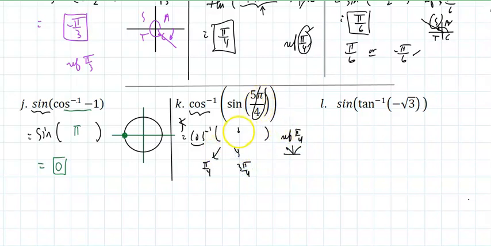Well, this is radical 2 over 2. Where's 5 pi over 4? Right there. In this quadrant, sine is negative, so my answer is going to be what? Reference angle of pi over 4, but I'm in quadrant 1. Only inverse cosine has that. The answer is 3 pi over 4.